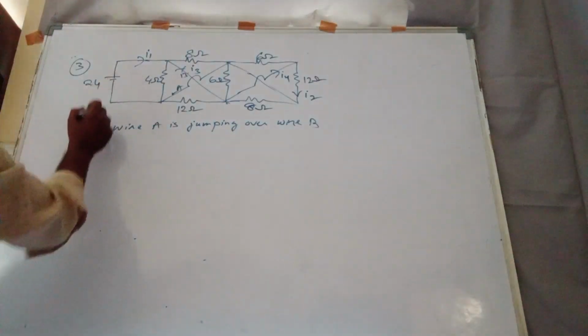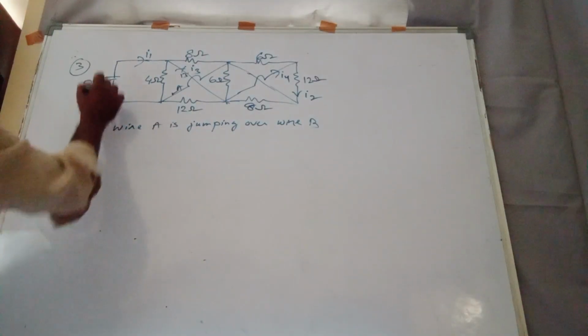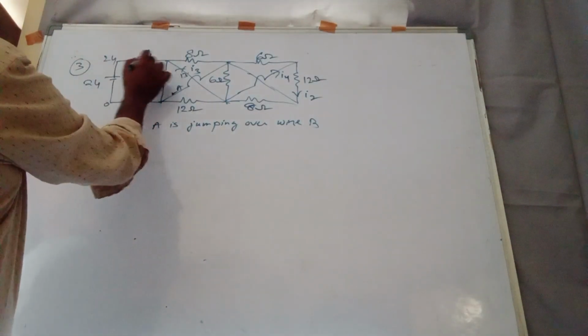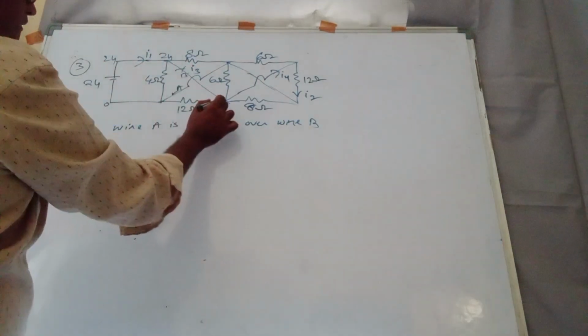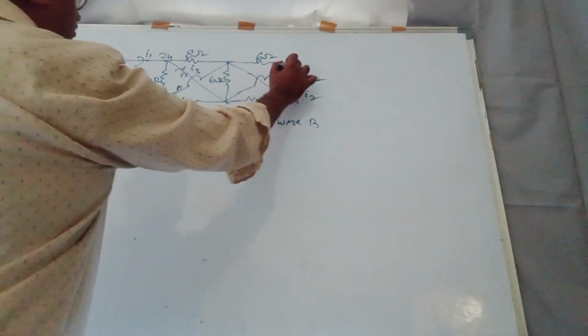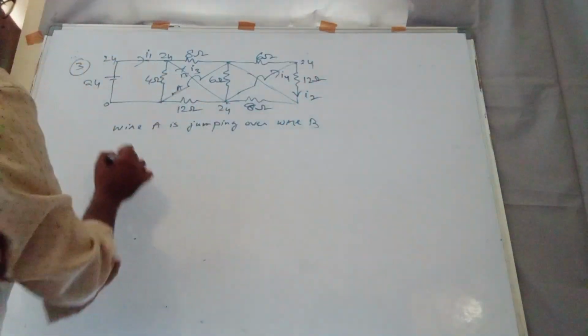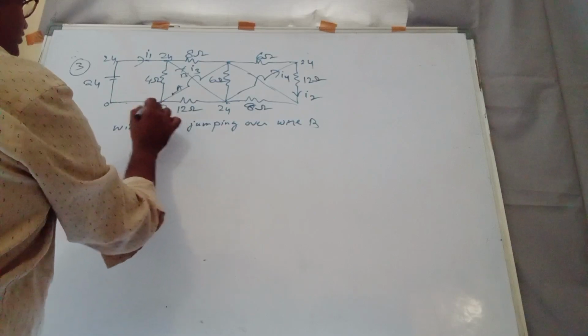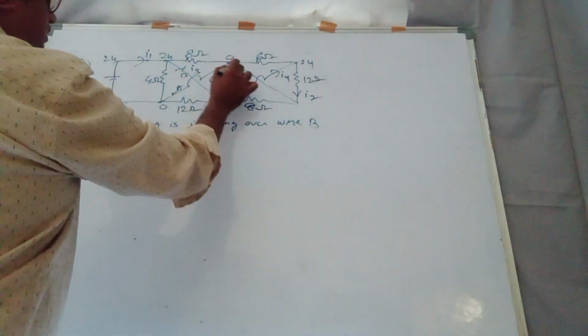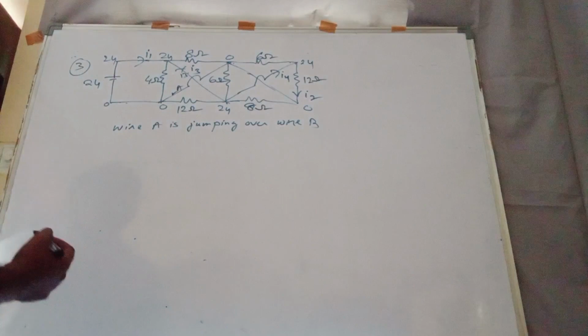So just write down the potentials. This is 0. This is 24. Because there is no resistor from here to here, it is 24. And all this is a single wire. So this is 24. And this is also 24. And about this point is 0. There is no resistor here. 0. Then again 0. Then again 0. So we got all the points.